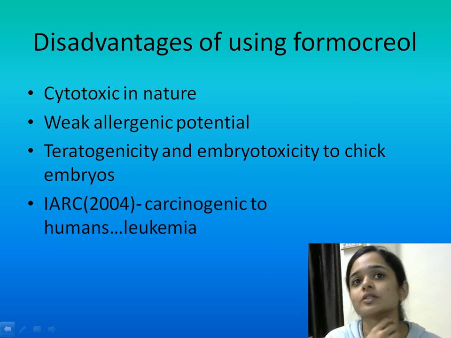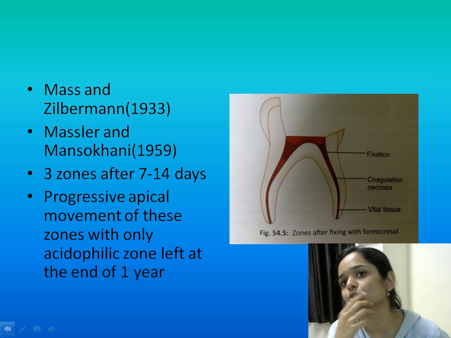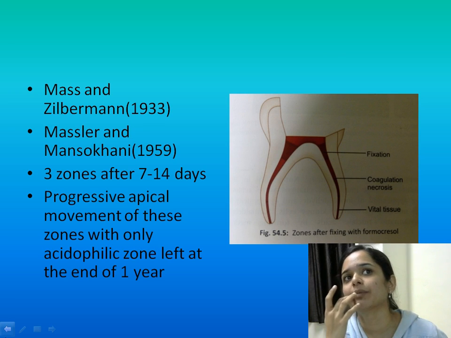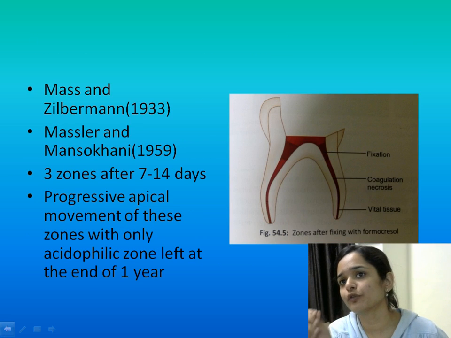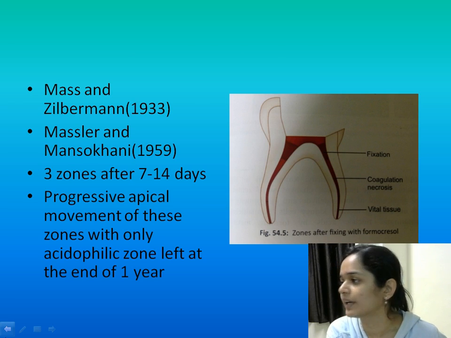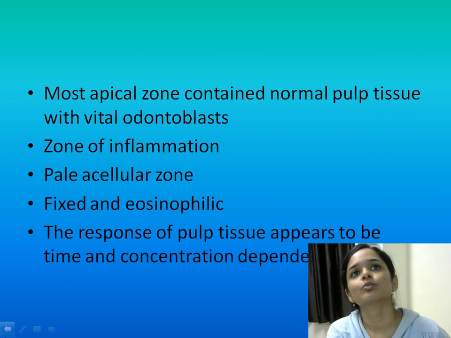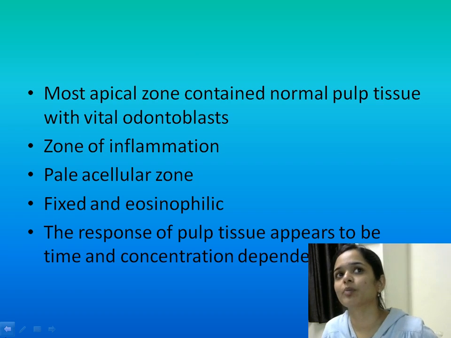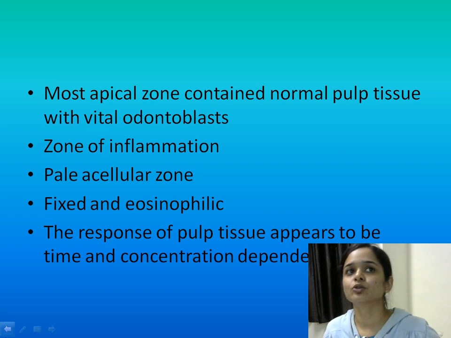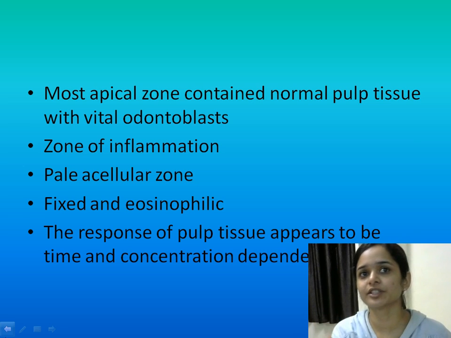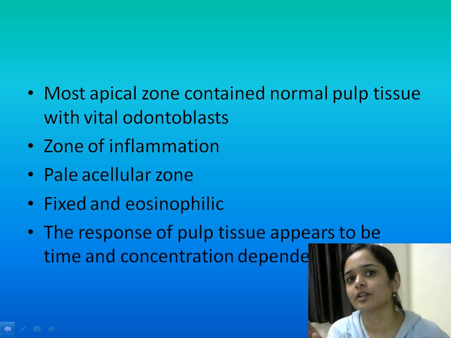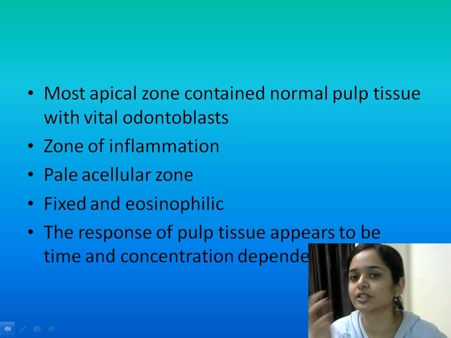The zones after fixing with formocresol were given by Maas and Zimmerman and Maslach-Mansukhani. First there is a zone of fixation, then a zone of coagulation necrosis, and beneath that is the vital tissue. The most apical zone is maintained of normal pulp tissue with vital odontoblasts. Zone of inflammation, pale acellular zone, fixed eosinophilic zone, and the response of pulp tissue appears to be time and concentration dependent.